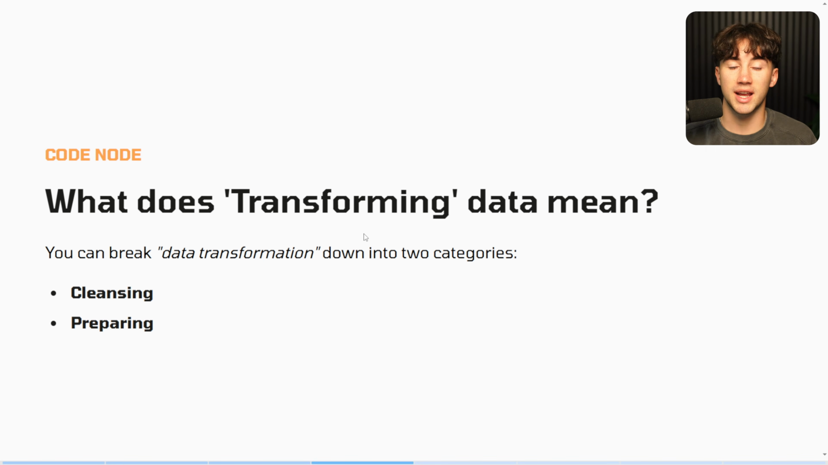And what does transforming data mean? Well, I kind of just explained it. You can break it down into 2 categories: cleansing data, preparing data. If you want to add a 3rd category, even delivering data. So without further ado, let's just jump into actual real-world examples of when I might use a code node in order to see a successful result.